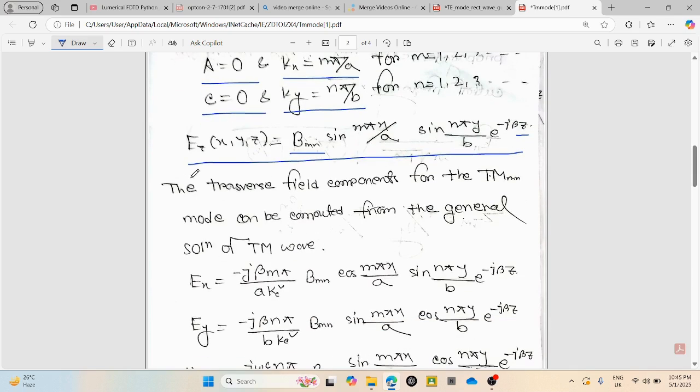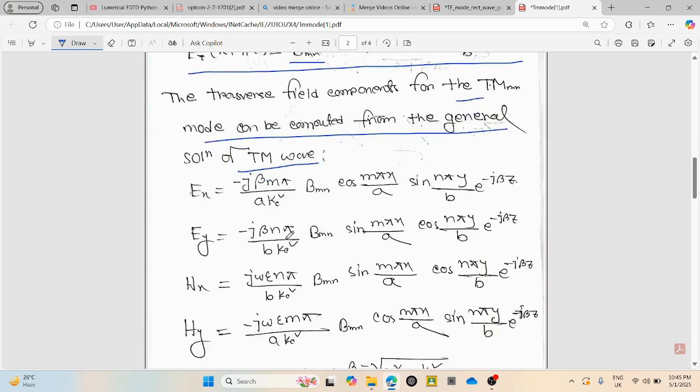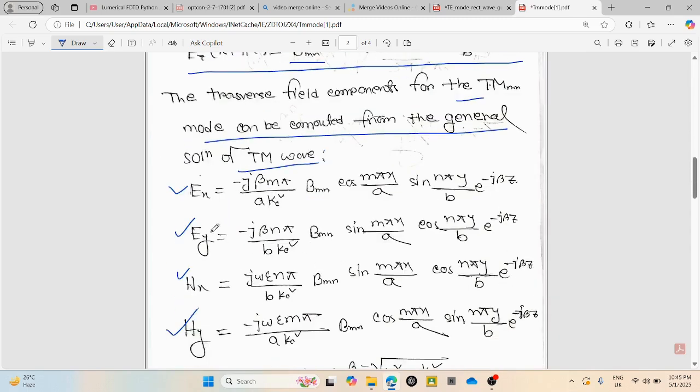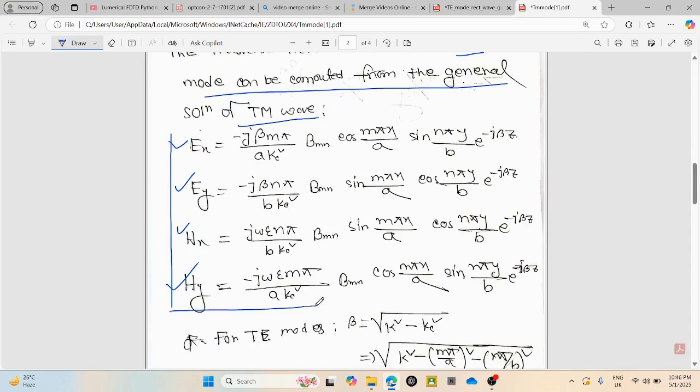Now the transverse field components of the TM mode can be computed from the general solution of the TM wave, which were proved and derived in the previous sections. From those general solutions we get the equations for Ex, Ey, Hx and Hy, and we put the values of kx and ky in these equations, and eventually we end up with the final and simplified form of these equations.